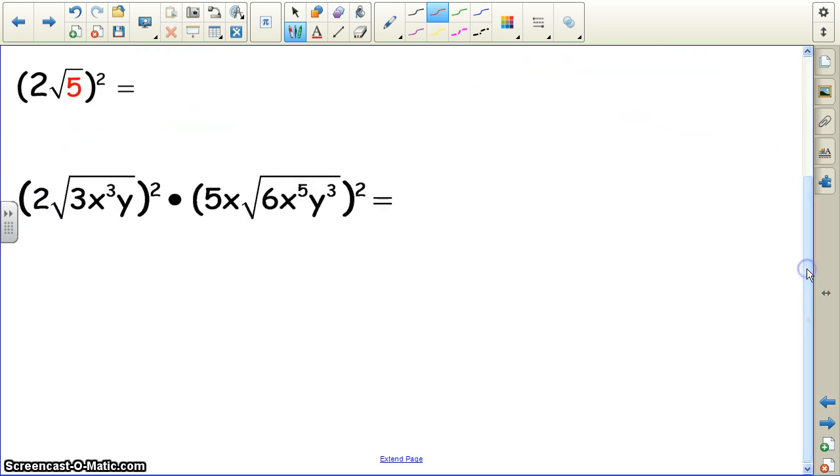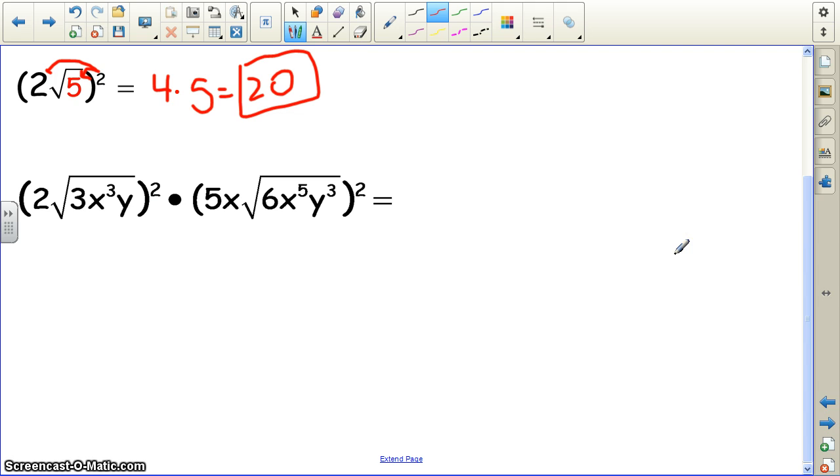Alright, on this next example, now I've got multiple things that I'm squaring. I've got 2 times the square root of 5. I can't forget, I've got to take this square, and you're almost distributing it. I've got to do the square root of 2 and the square root of 5. I can't just do it on one or the other. I have to do both. So if I do 2 squared, that gives me 4, times the square root of 5 squared, which we said was just 5. So 4 times 5 is 20. Okay, that's it for that one.